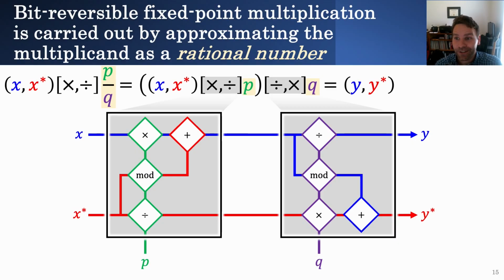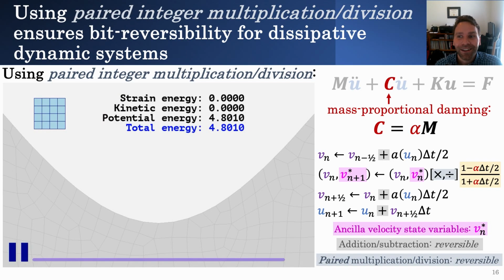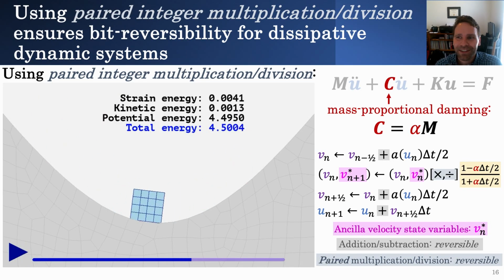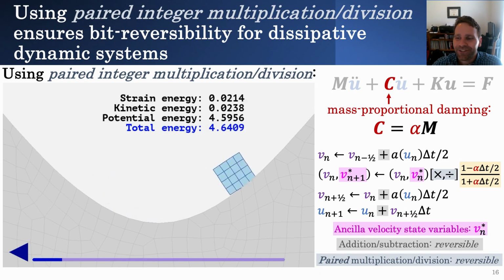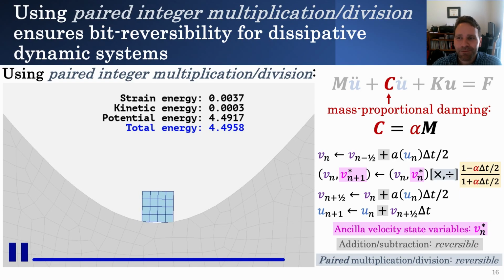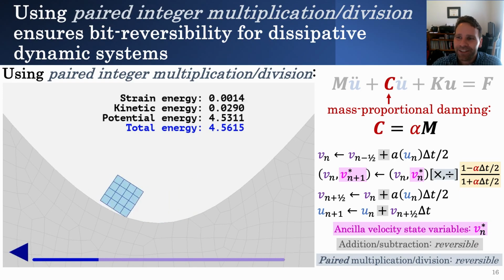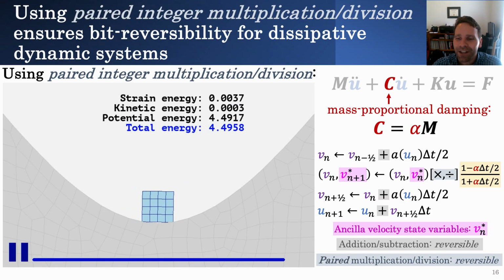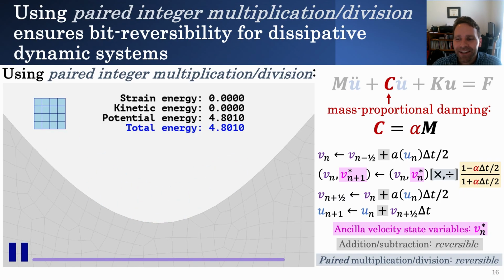Now, the question is, moment of truth, does it actually work? It turns out it does, at least for this very simple problem involving mass proportional damping, in which we have really just these extra scalars that we're multiplying our primal variables, the velocities, by. But we don't just have the velocities anymore. We have to introduce this additional or ancillary velocity variable into our original solution. So not only are we updating the velocities in time, but we're also updating these ancillary velocities in time in the context of our paired multiplication and division operator.